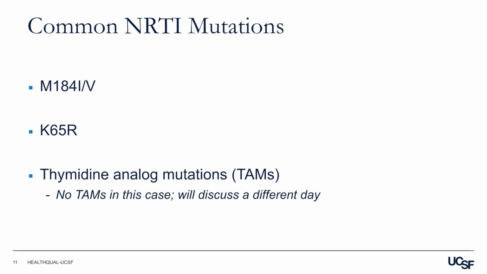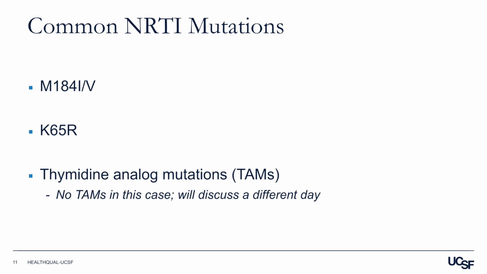I'm going to briefly walk through some common NRTI mutations, in particular the ones that are relevant for this case. So the first one we'll talk about is the M184I or V. I talked about this in a previous slide. Our patient had the I, but the V is probably something you'll see a little more commonly. And then the K65R is another common NRTI mutation that our patient had.